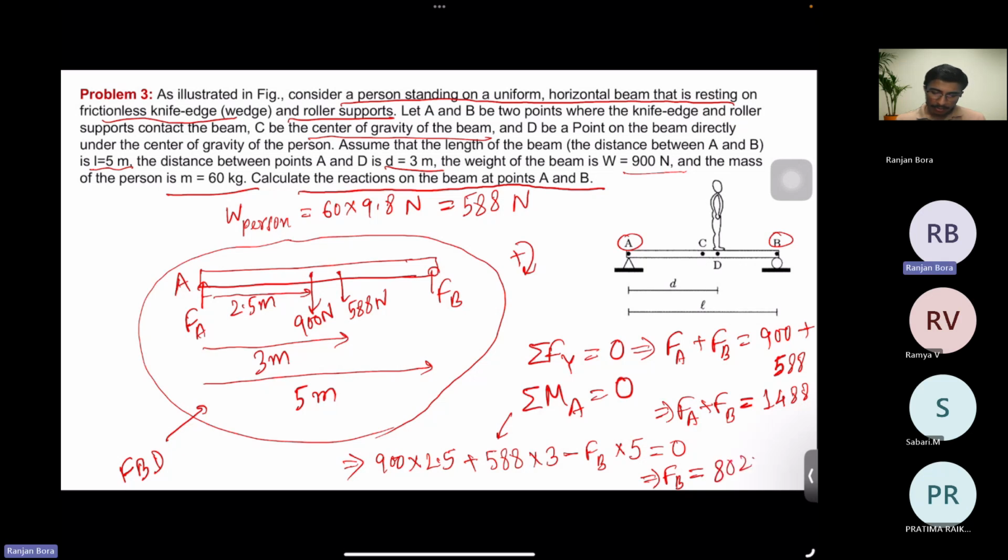FB is 802.8 Newton. So we have found FB. Now we can substitute FB in this equation, then we will find FA. FA will be how much? FA will be 1488 minus 802.8. It will be 685.2 Newton.